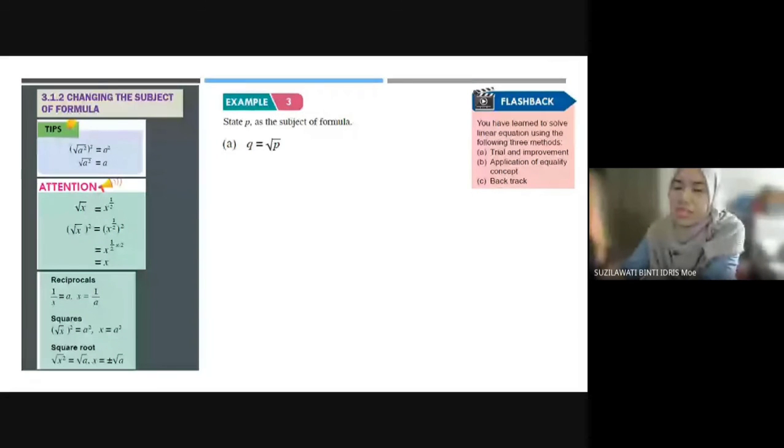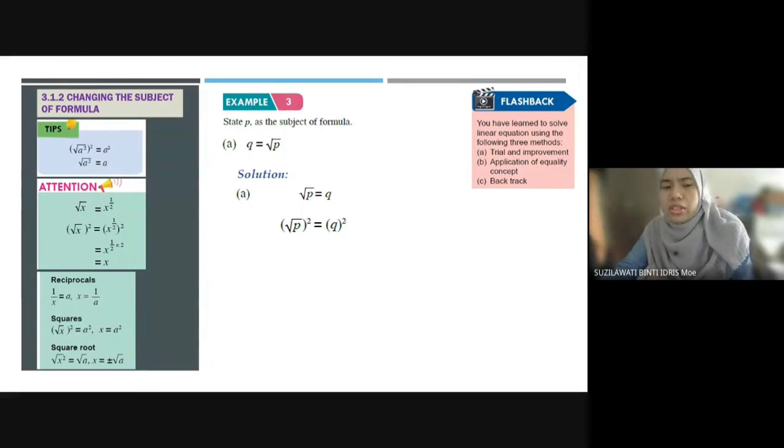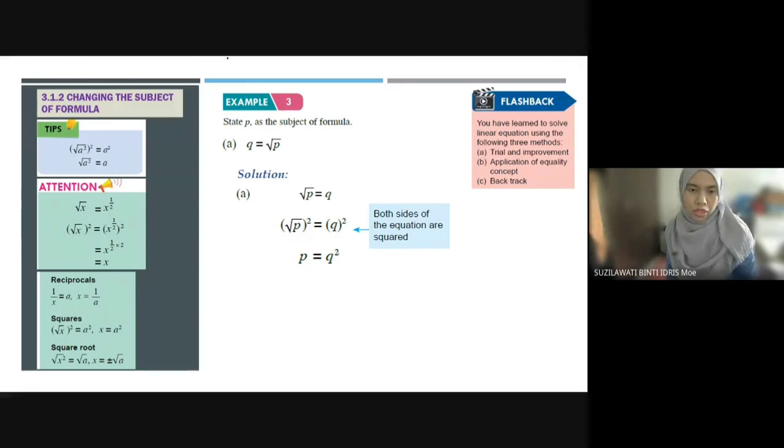Okay, how about square root p. So the solution is square root of p equal q. So we need to state p as the subject of formula. So we need to remove the square root. Okay. To remove the square root, you need to square on the left side, then you also square on the right side. Okay, both sides of the equation are squared. Square root of p squared equals q squared. So square root of p squared here, automatically the square root and squared, we remove it. Just leave P there. Okay, so P equal Q squared.